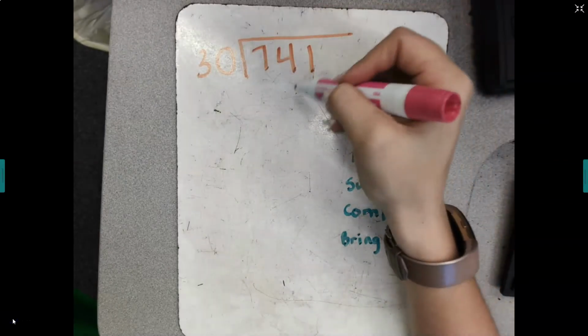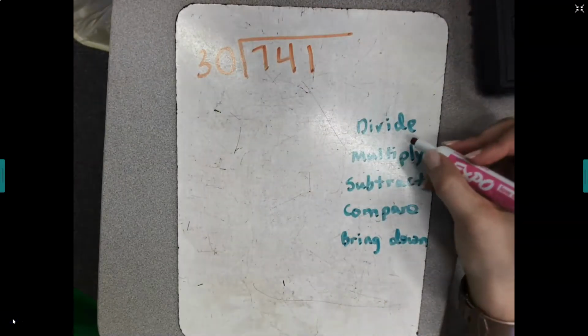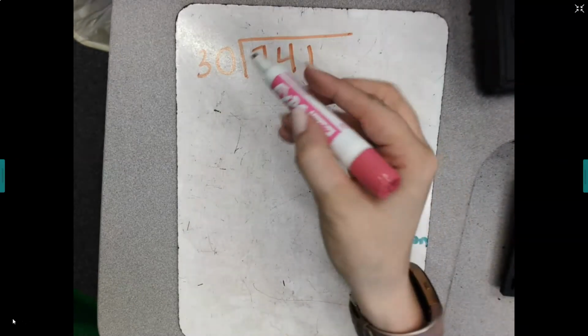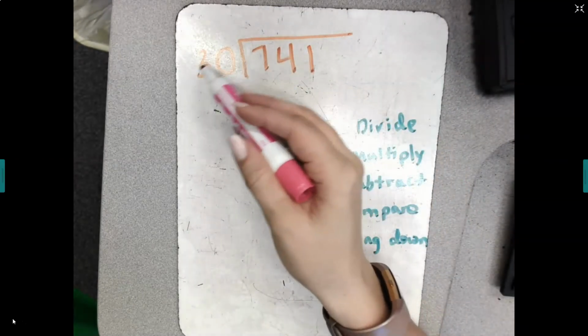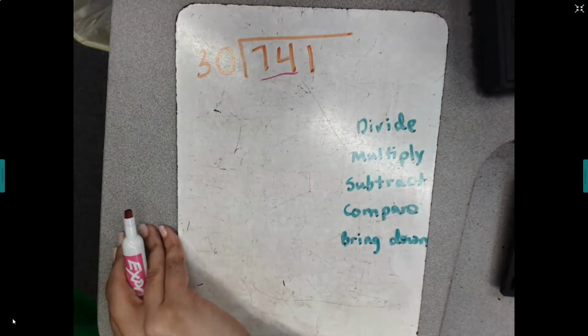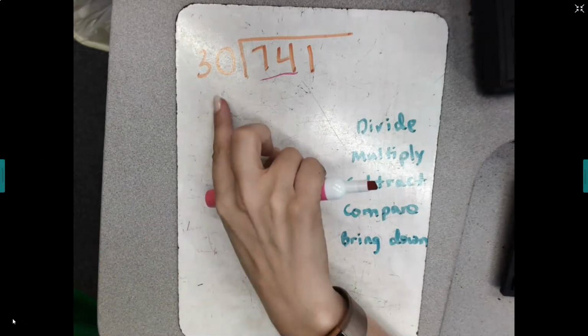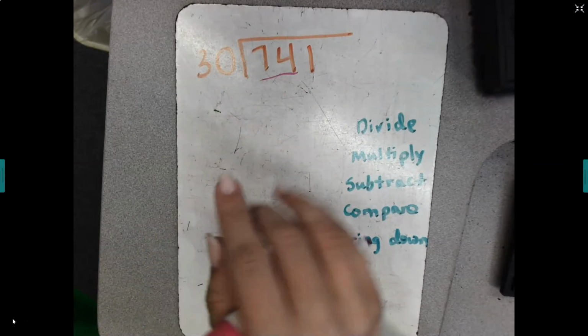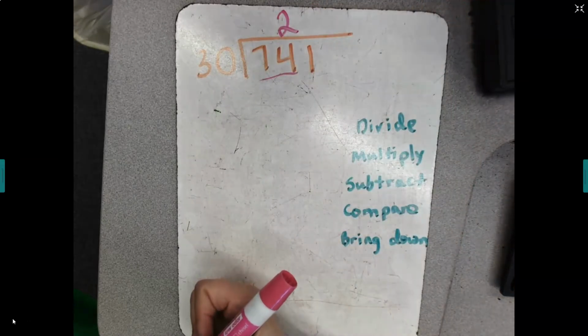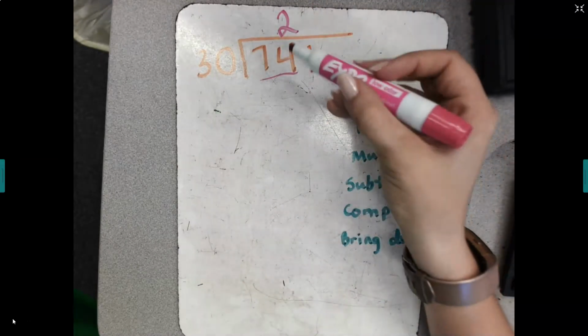This time we have 741 divided by 30. We've got our steps written over here to remind ourselves, so we will go ahead and start. I cannot make any groups of 30 from 7, so I go directly to 74. How many groups of 30 can I make from 74? That will be just 2 groups. 3 groups would be 90, so that would be too high.